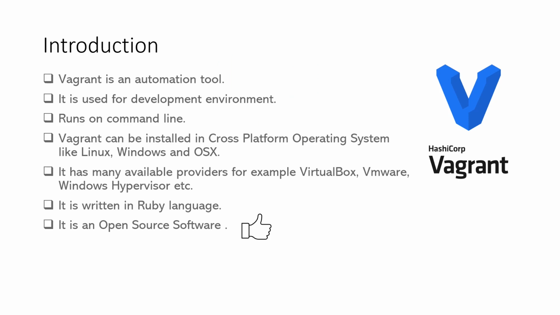So what is Vagrant? Vagrant is an automation tool. It is used for development environments and runs on the command line. We have only one command, called vagrant, and Vagrant can be installed on cross-platform operating systems like Linux-based operating systems, Windows, and OS X.